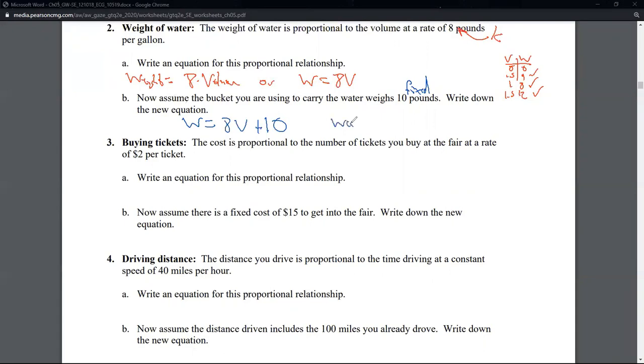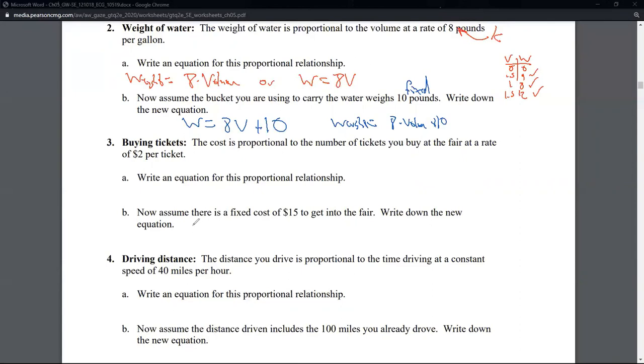Or if you prefer, weight equals 8 times volume plus 10. Again, use your words, use your letters, whichever you're more comfortable with on your own. In MyMathLab, you're probably going to need to use letters. They may tell you to use Y and X. They may not. You just have to pay attention.